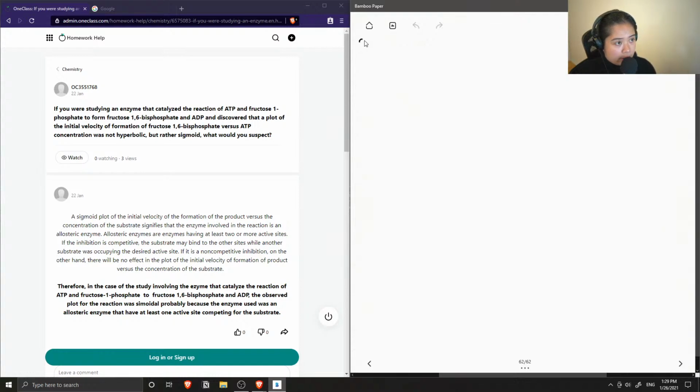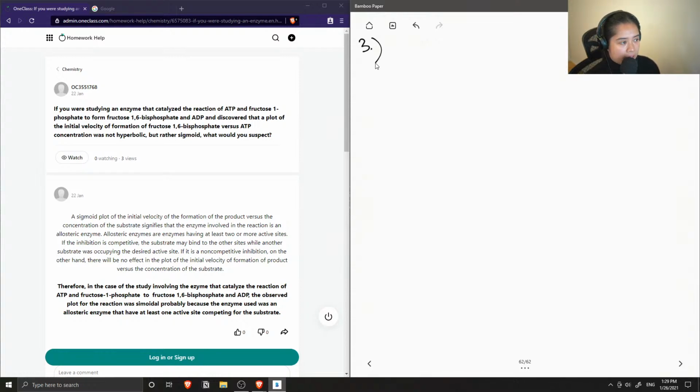Okay, so question number 3. If you were studying an enzyme that catalyzed the reaction of ATP and fructose 1-phosphate to form fructose 1,6-bisphosphate and ADP, and discovered that a plot of the initial velocity of the formation of fructose 1,6-bisphosphate versus ATP concentration was not hyperbolic, but rather sigmoid, what would you expect?